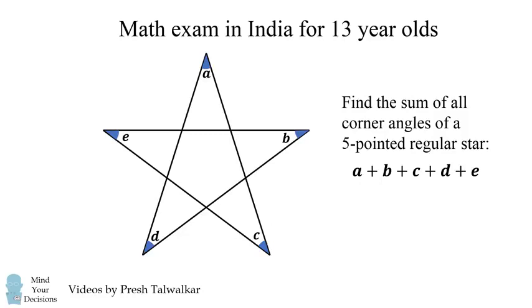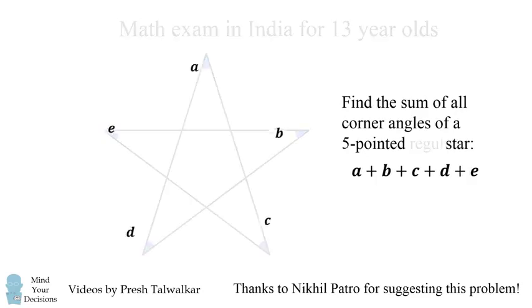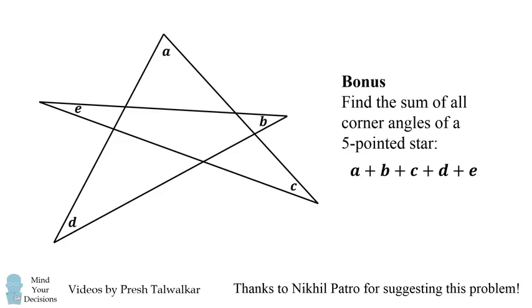Regular star. That is, find the sum of A, B, C, D, and E. I thank Nikhil Patro for suggesting this problem. You have to prove your answer. As a bonus, you can find the sum of all corner angles of any 5-pointed star. Can you figure it out? Give this problem a try, and when you're ready, keep watching the video for a solution.